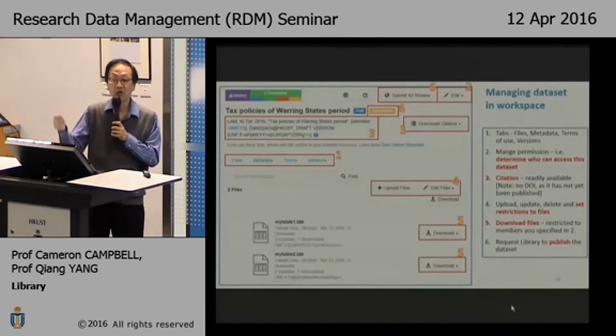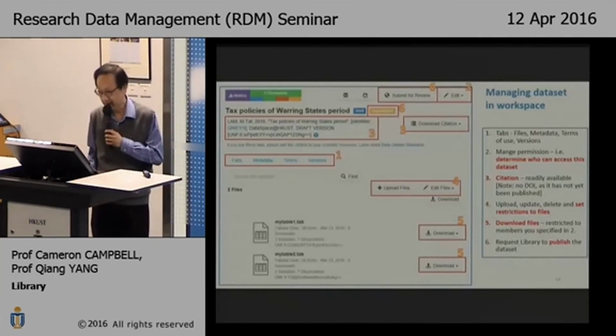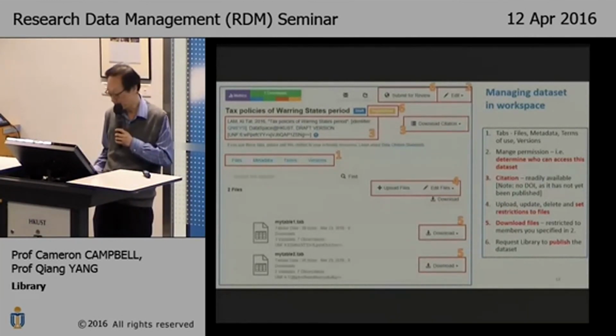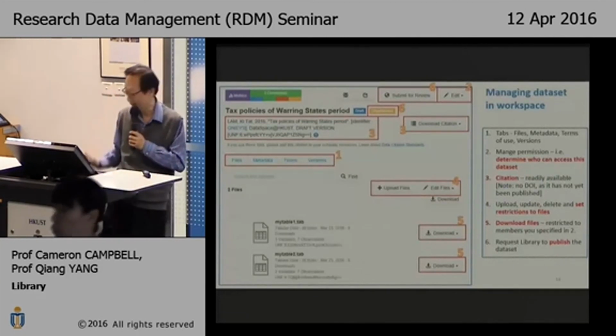And it has very rich features for you to manage your data. Not going into detail, but from this slide you see there are lots of features in it. Particularly, you can determine who can access your data sets and so on.